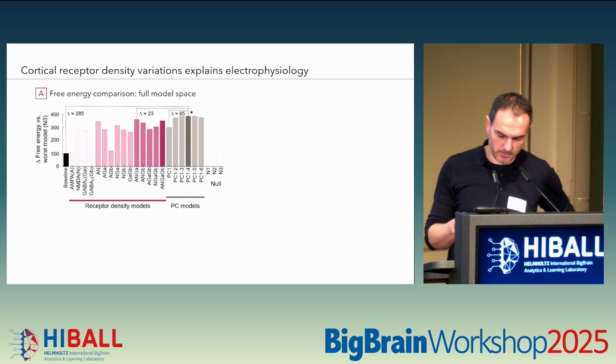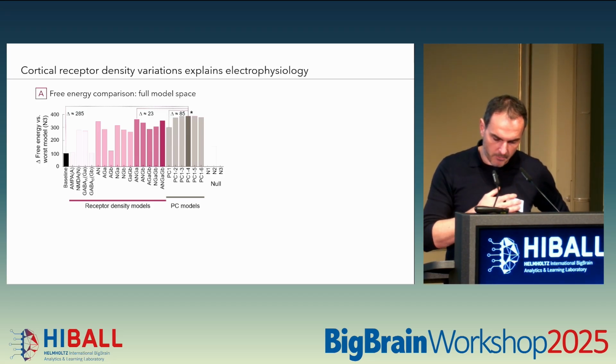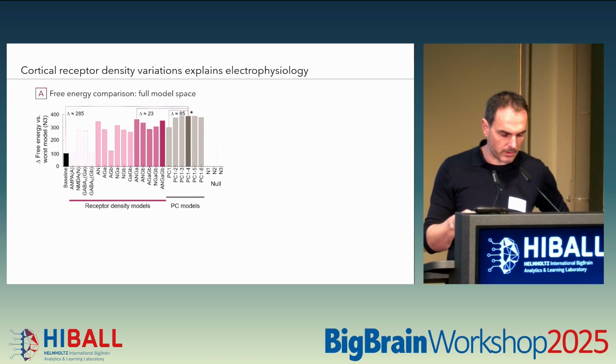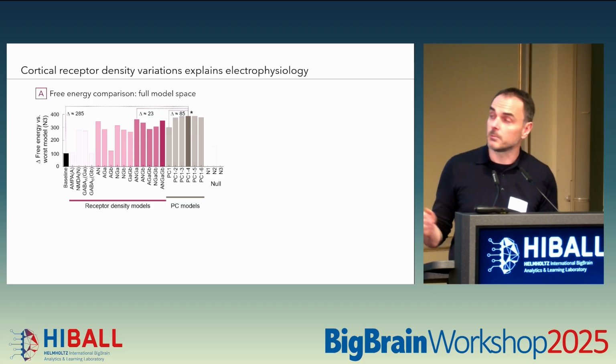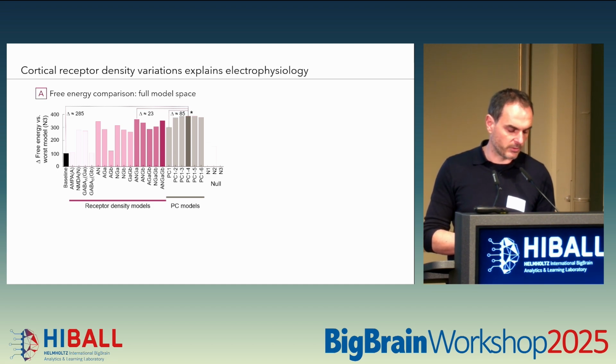So to follow through, what you see here is the full model space. We basically inverted the baseline model, which is the black model on the far left. Then we had the different candidate receptor models. So we had the four individual receptors, AMPA, NMDA, GABA A, GABA B, and then combinations of receptor densities, AMPA and NMDA and so on. And then we had the principal component-based models.